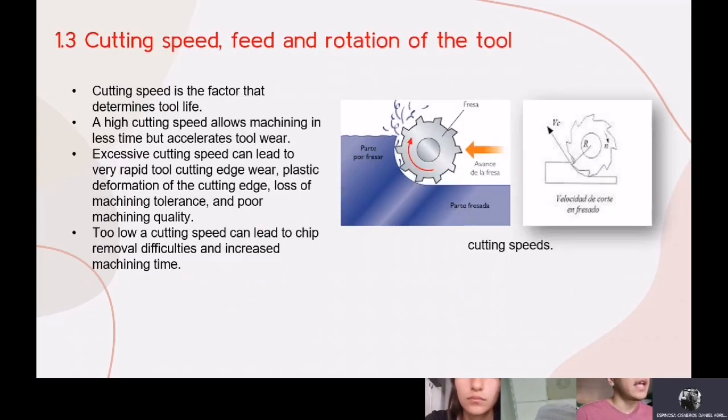Cutting speed and rotation of the tool. Cutting speed is the factor that determines tool life. A high cutting speed allows machining in less time but accelerates tool wear. Excessive cutting speed leads to very rapid tool cutting edge wear, plastic deformation of the cutting edge, loss of machining tolerance, and poor machining quality. Too low a cutting speed can lead to chip removal difficulties and increase machining time.